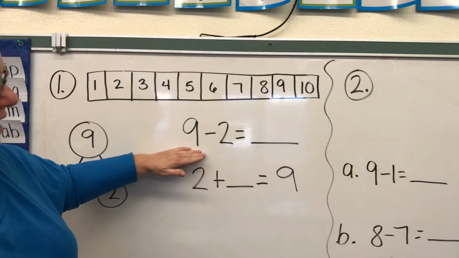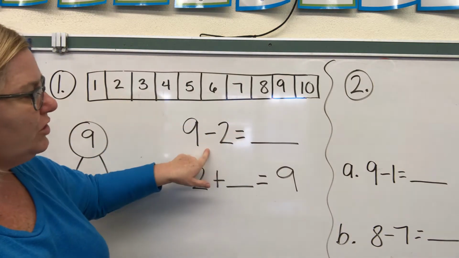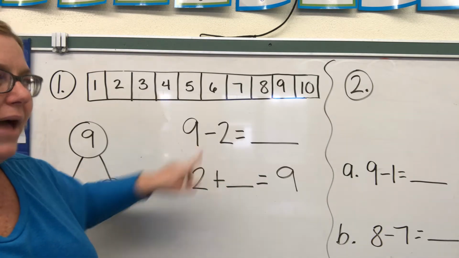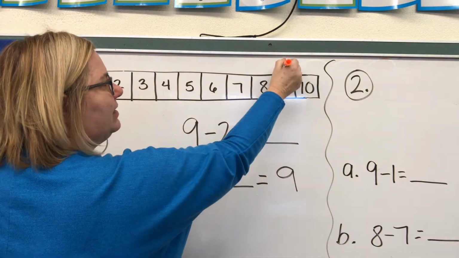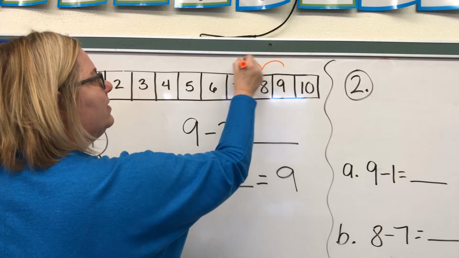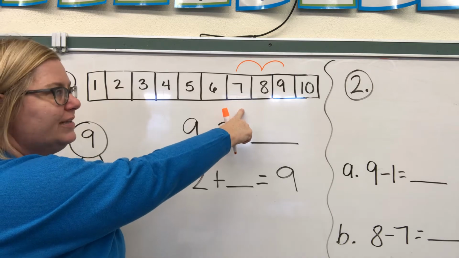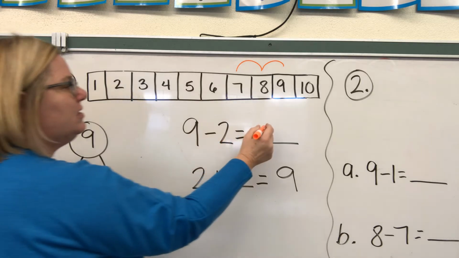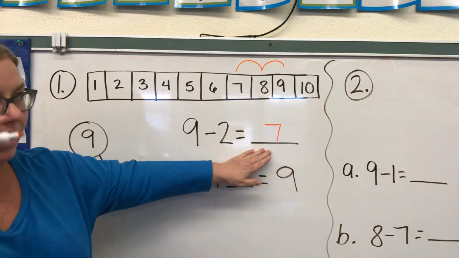So I can count back from 9. I'm going to start with this number right here, and I'm going to count back 2 times because it's asking me to subtract 2. So when I subtract, I count back. So I'm going to go backwards 2 bunny hops. Ready? 9 is my starting. 1, 2. And where did I end up? I ended up at the number 7. That means 9 minus 2 equals 7. See how that works?